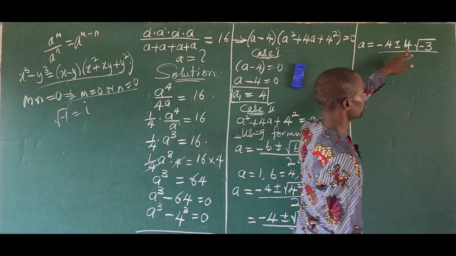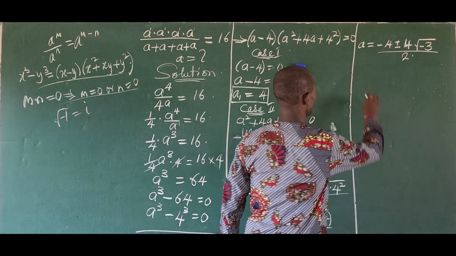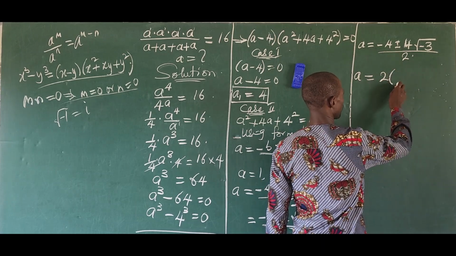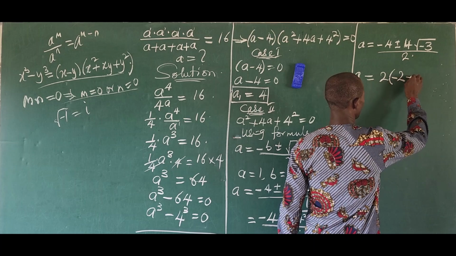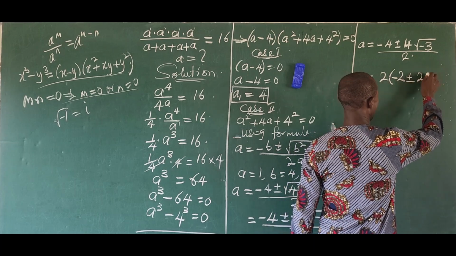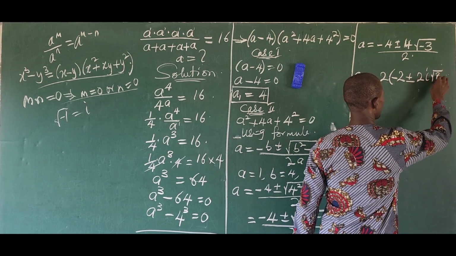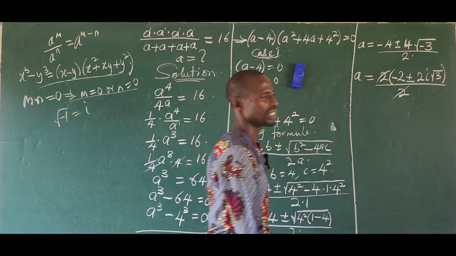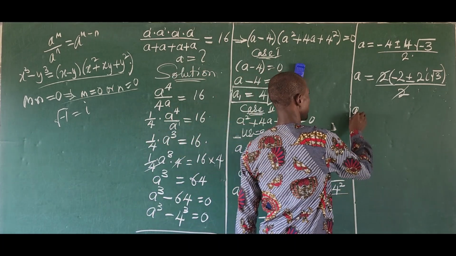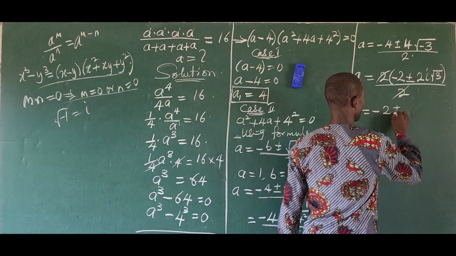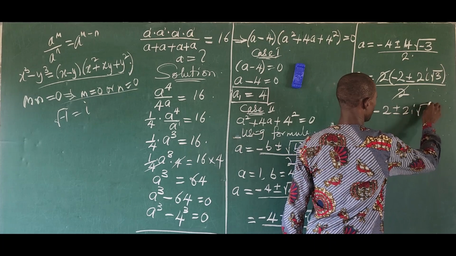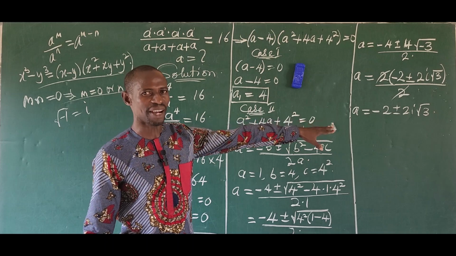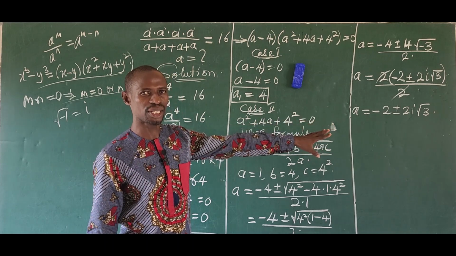Here we can factor out 2, because we have 2 at the denominator. So a = 2(-2 ± 2ι√3) all over 2. This and this can leave the system, so we end up with a = -2 ± 2ι√3. Easy. We can still simplify this down to get our a2 and a3.